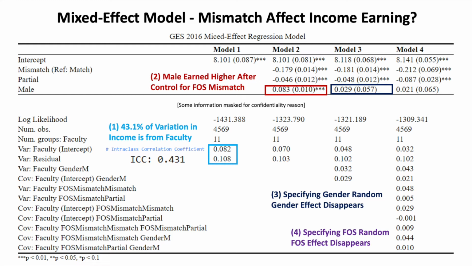The first model is what they call the null model, which is aimed to examine the variance partitions for the monthly income. The second model adds in the mismatch and the gender. The third model specifies that the gender coefficient, which is normally just one estimated coefficient, is put into a random one. And the fourth model further inputs the random effects for the mismatch variables.